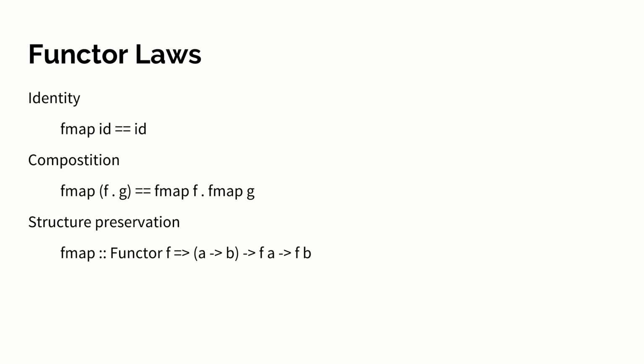So in sum, all valid functors follow these laws. The first is that of identity, meaning fmap of id produces a function that is identical in effect to just using the id function on valid contained values.